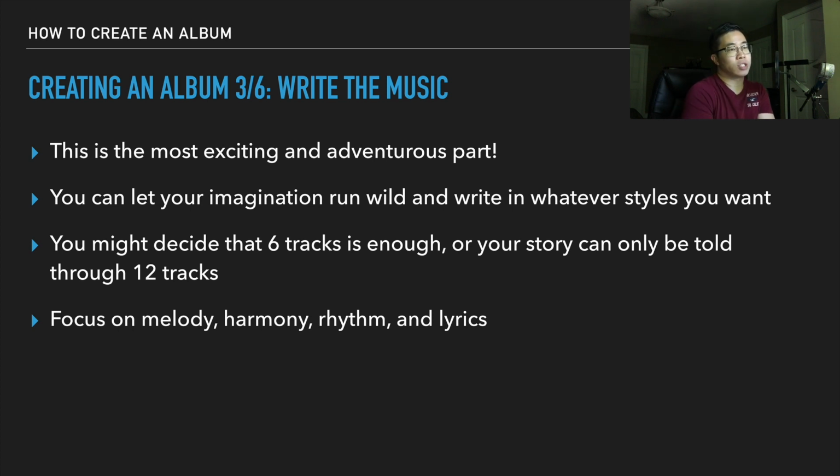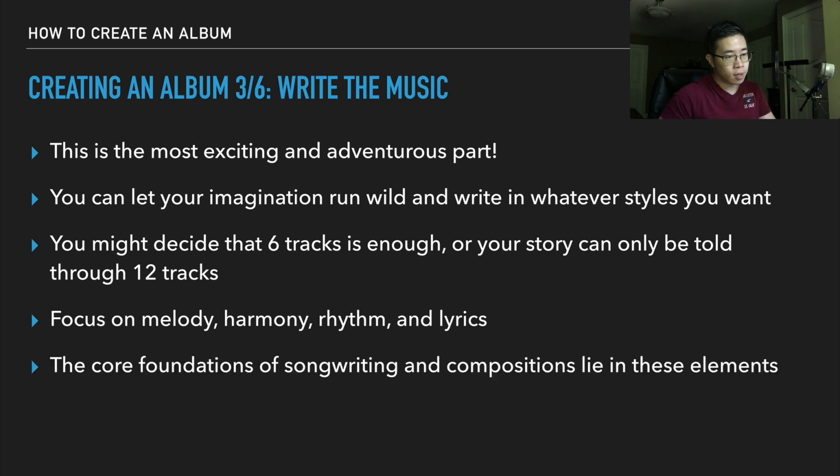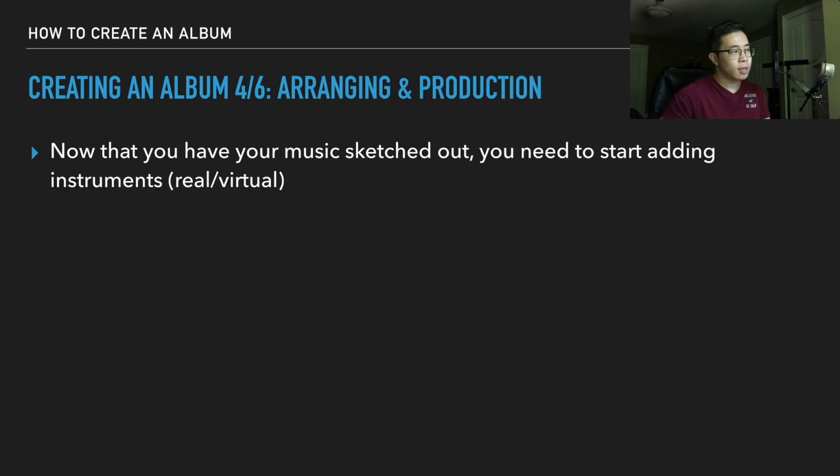I would say, to start off with, focus on getting the melody, the harmony, the rhythm, and the lyrics all written down. Those are the core elements that you want to make sure are nailed down before you actually start arranging and producing the entire thing, right? Those are the foundations of songwriting, so make sure you have those down first, because those really make up the foundations of music. Then we move on to step 4.